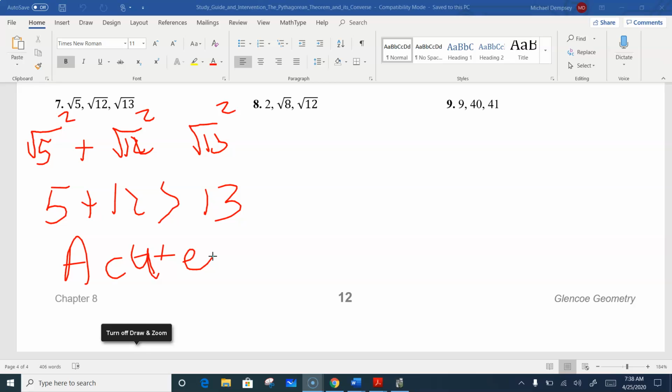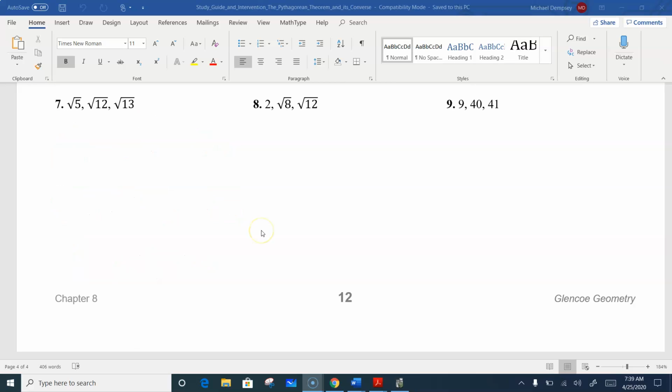Okay? So I want you to try 8 and 9 on your own. Compare the two smaller sides squared to that sum, and let's see what you get.